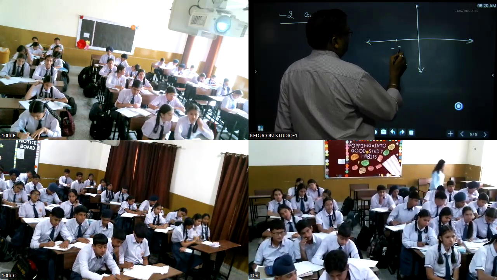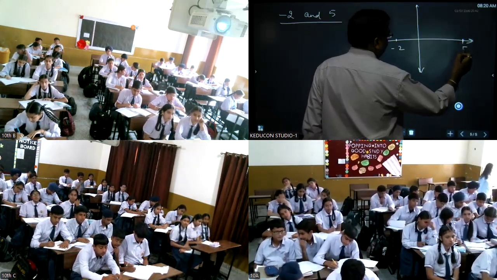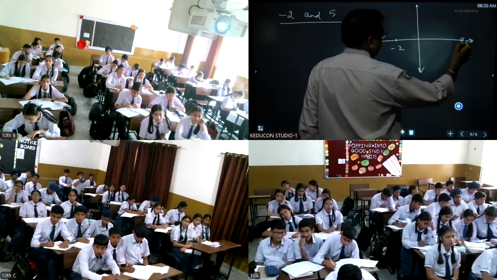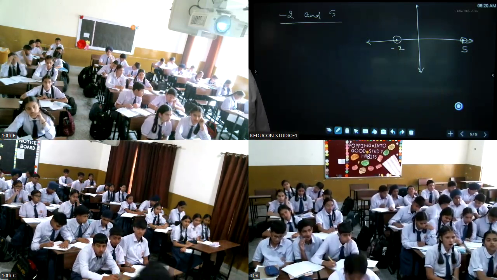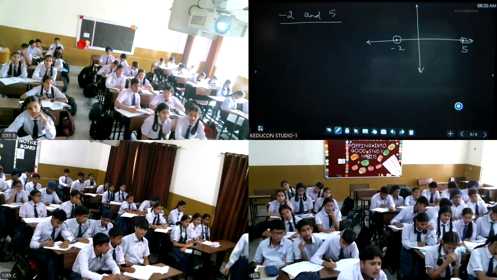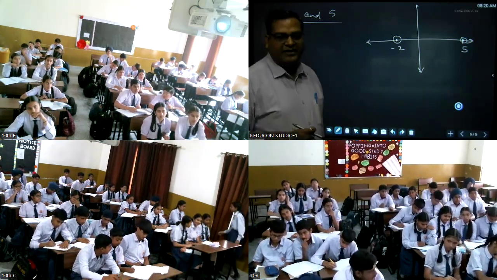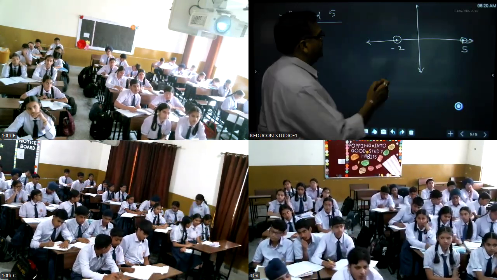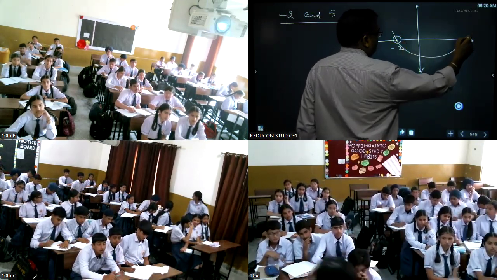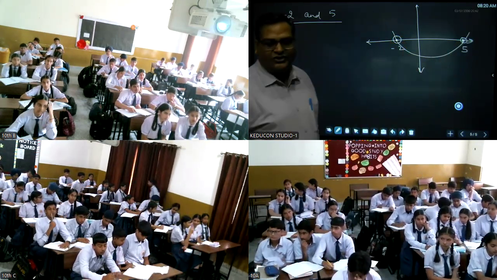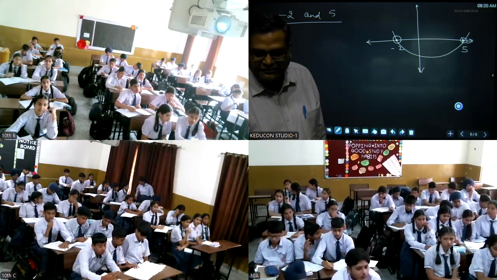This point is minus 2, let's say this point is 5. Is this clear, students? Minus 2 and 5 are the zeros. Means this can be a polynomial. This is one polynomial whose zeros are minus 2 and 5.